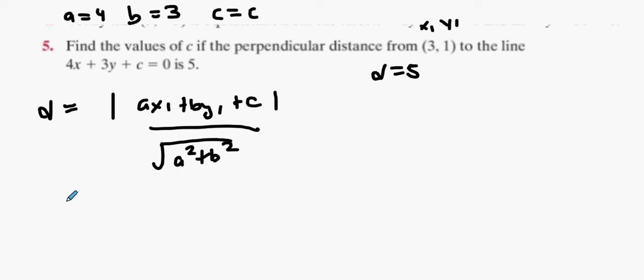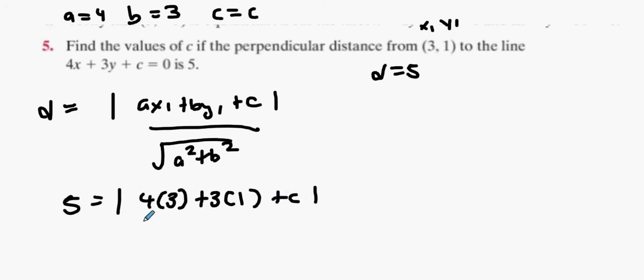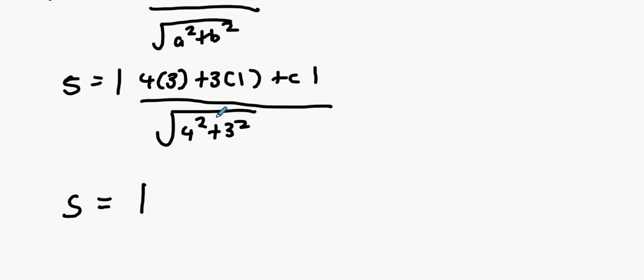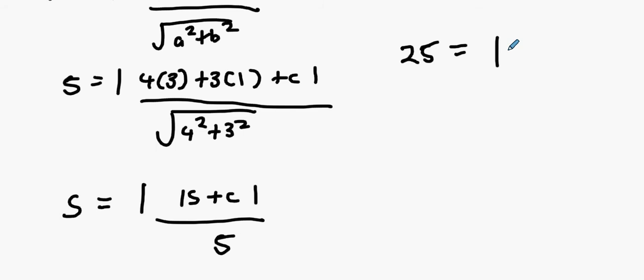Let's put in 5 is equal to ax1, which is 4 times 3, plus 3 times 1, plus c, all over the square root of 4 squared plus 3 squared. 5 is equal to 15 plus c divided by 5. 5 times 5 is 25 equals 15 plus c. Now there's a lazy way of doing this as well.